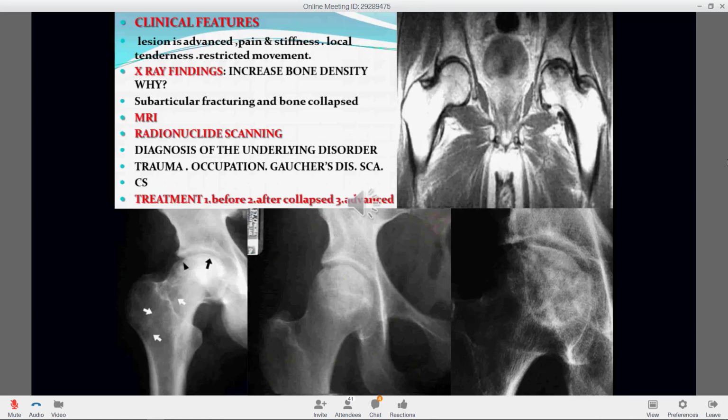If there is collapse, if the collapse involves only a part of the articular surface, we can do osteotomy in order to shift the stress away from the involved area. If the osteonecrosis is advanced and the articular cartilage is destroyed, in this condition the treatment will be the same as for osteoarthritis. That is, pain relief, exercises, decreasing the stress, and arthrodesis or arthroplasty.